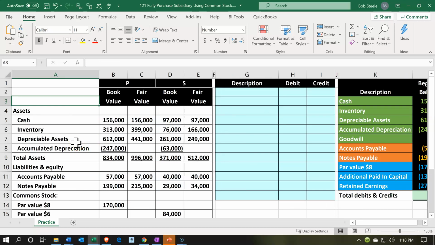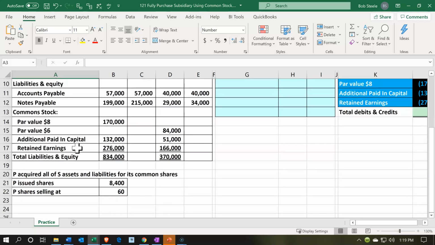So what we have here, we're going to say that we have P and S. Remember, P is always going to be the parent and S the subsidiary. It's going to be easy for us to remember, hopefully, in that way. And P is going to be purchasing S here, and to do so, they're not going to be paying cash, but this time issuing shares of stock, which is another quite common way. So we have P acquires all of S's assets and liabilities for its common shares.